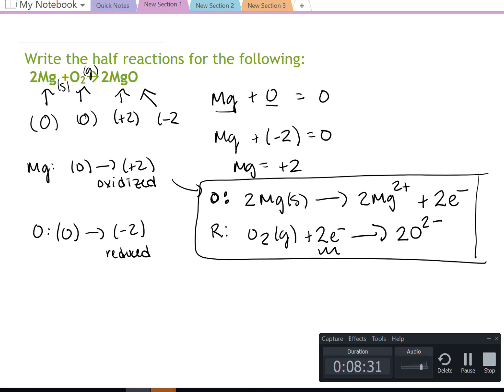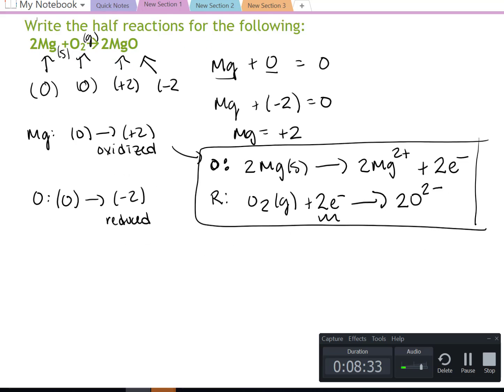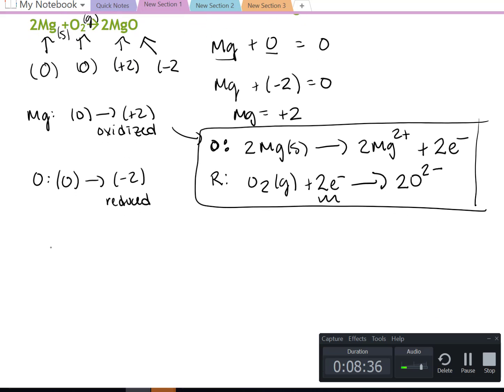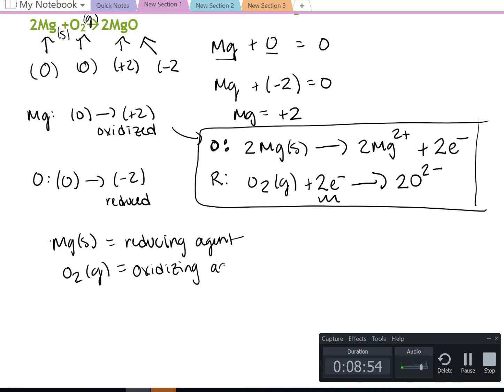Now let's just make sure we cover and remember. Magnesium solid is our reducing agent because it itself is being oxidized. And our O2 gas is our oxidizing agent because it's going to be reduced. The problem didn't ask for this, but we know that these are the 2 things as we've covered them before. So it's just a review. Now let's do another example.